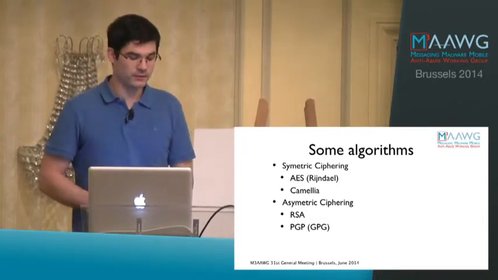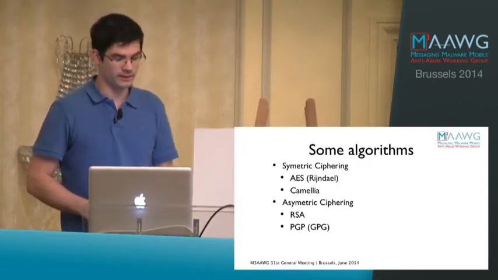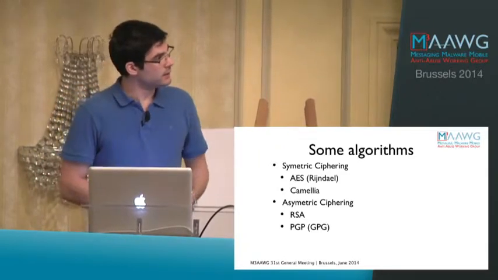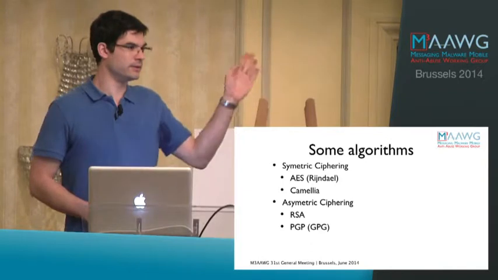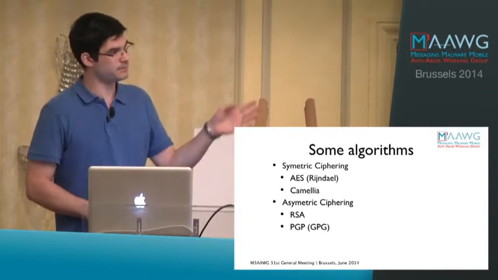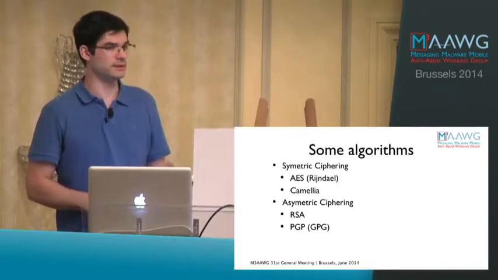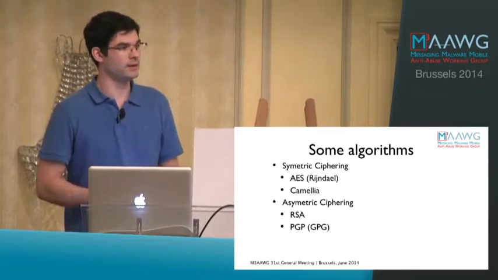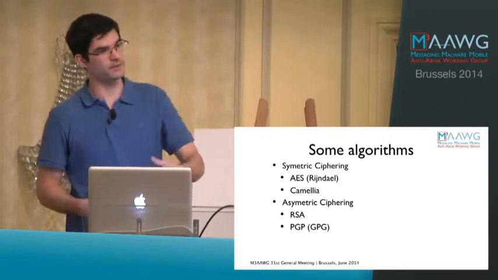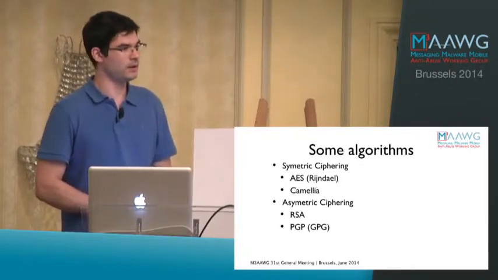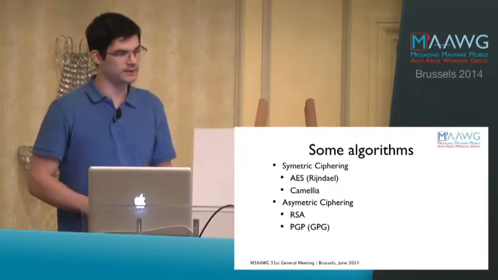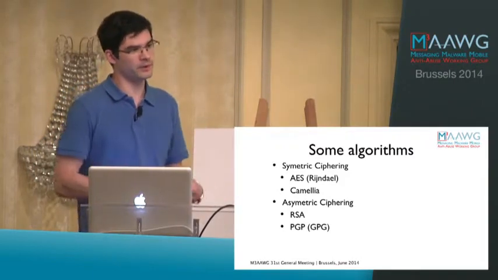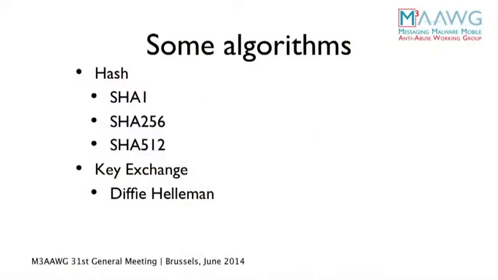On the asymmetric side, you have RSA, probably you know it already, and PGP-GPG. PGP-GPG is basically the same thing. One is GNU and the other one is the commercial one. PGP-GPG is really nice. It's really used, typically by CERT, for instance, to exchange mail that is ciphered. I will give some demo of using GPG afterward, but you can just integrate it into your mail client, and you don't really notice that it's ciphered, but it is ciphered and it's correctly ciphered.